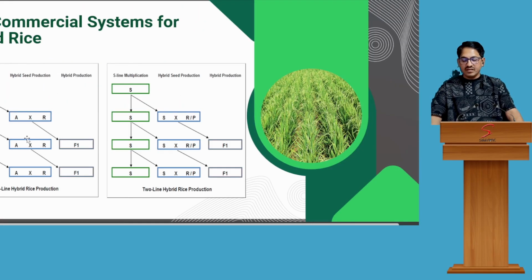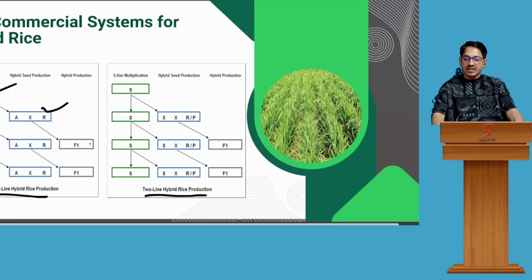Friends, here comparison has been given using the three-line hybrid seed production technique and two-line hybrid seed production technique. In case of three-line, you need to maintain A line, B line, and R line. A line is the totally male sterile line. B line is used as a maintainer to maintain the male sterility, that is A line. And the R is a restorer line. Likewise, A into B is responsible for maintaining the A line, and A into R cross is responsible for producing the hybrid F1.